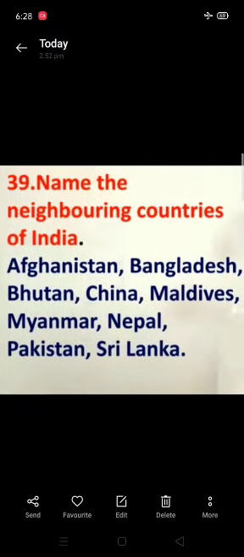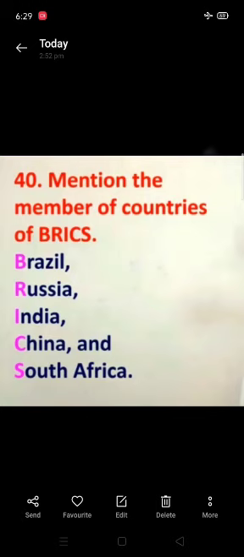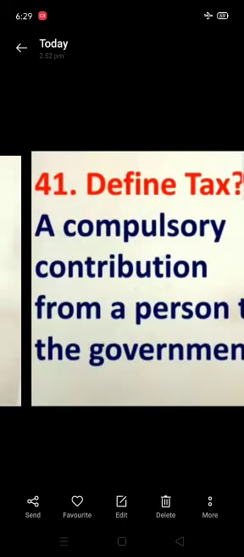Name the neighboring countries of India. Afghanistan, Bangladesh, Bhutan, China, Maldives, Myanmar, Nepal, Pakistan, Sri Lanka. Mention the member countries of BRICS. Brazil, Russia, India, China, and South Africa.